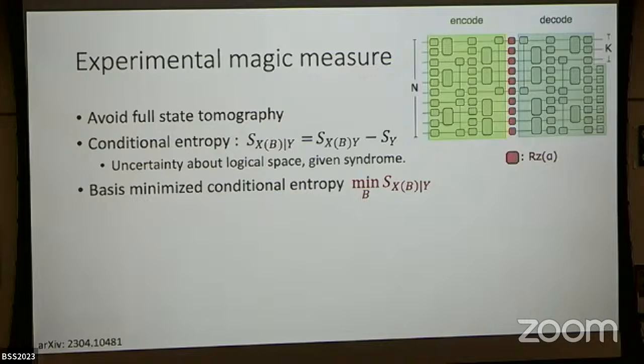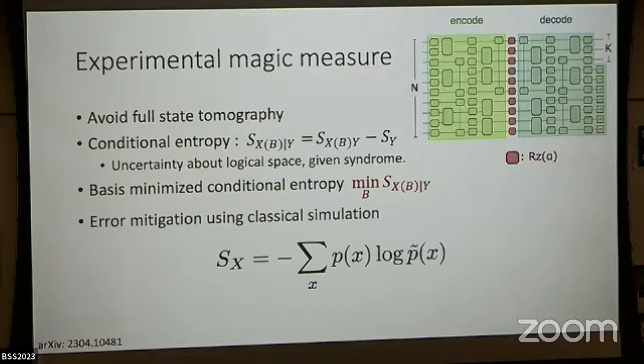We just assume that the computational basis is good enough, which of course incurs some errors, but is actually still a pretty good measure of magic. And we'll show why that's true in simulation. We also add another error mitigation that's very similar to what you would see in a cross entropy benchmarking experiment, where we calculate this entropy, with one based on classical simulations and the other from the experiment. That gives us another layer of error mitigation.